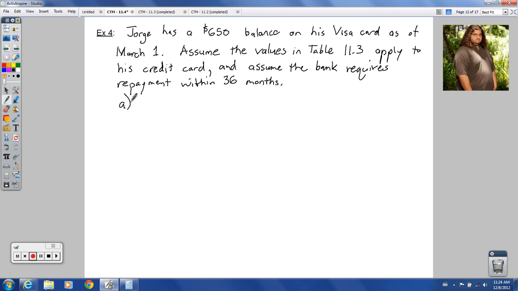We're going to have two parts to this one as well. We're first going to determine the minimum payment due on March 1st.